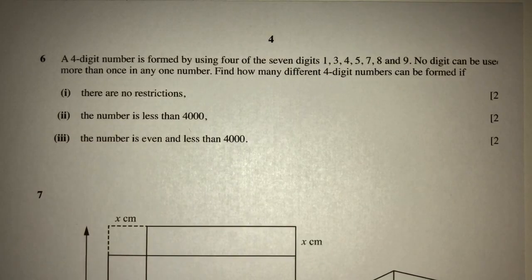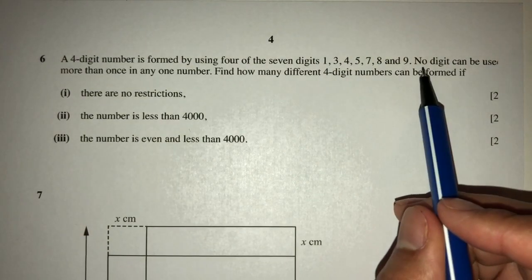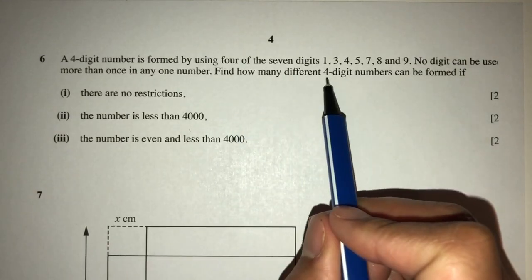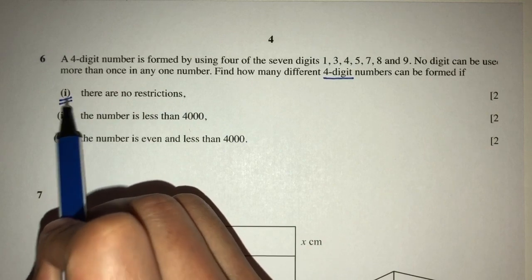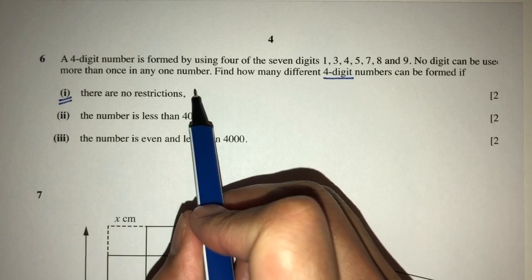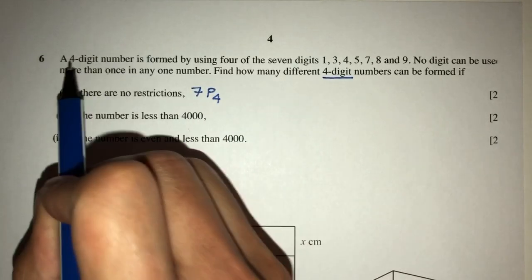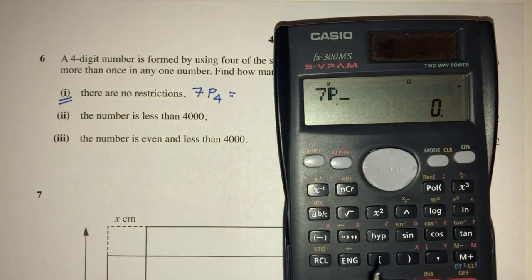So let's move on to question number 6. A 4-digit number is to be formed using 4 of the 7 numbers available to you. Okay, so no digit can be used more than once. Find how many different 4-digit numbers can be formed if, first one, there's no restriction. So pretty easy. Since all the numbers are different, we have 7. We can just write 7 permutation 4 for the 4 that we need. It will give you 7 permutation 4.